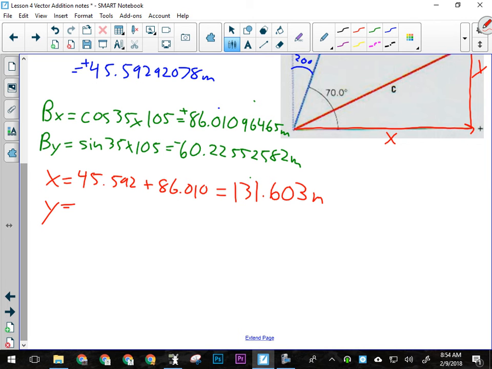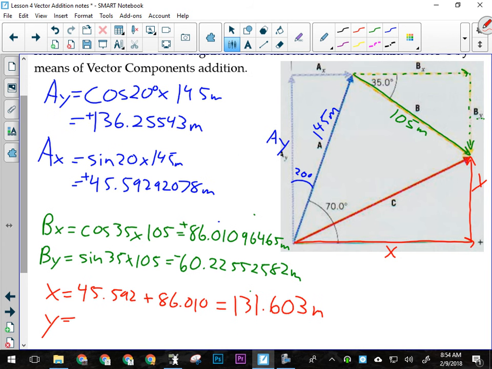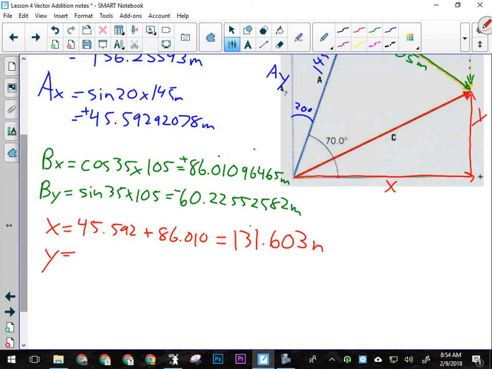For my total y, I have one of them that goes up and the other that goes down. So I can either subtract or I can add a negative. Mathematically, it's the same thing. So whichever is more comfortable for you, okay? That's what we need to do next. So I've got 136.255. Okay, that one's positive, right? And then I'm going to subtract the one that's negative. Okay, so minus 60.2255. Again, I'll use all the decimals when I do that calculation.